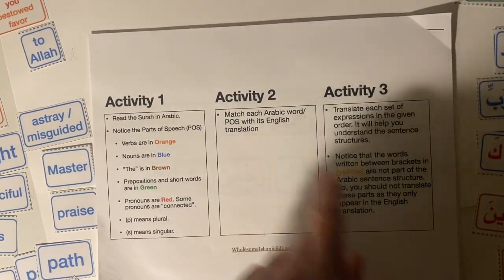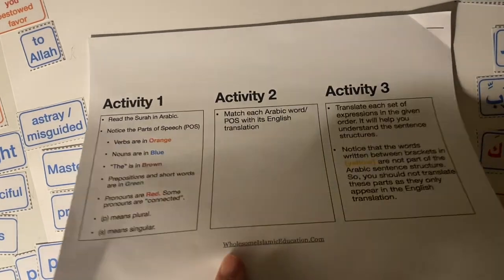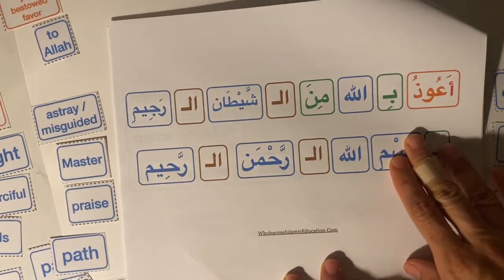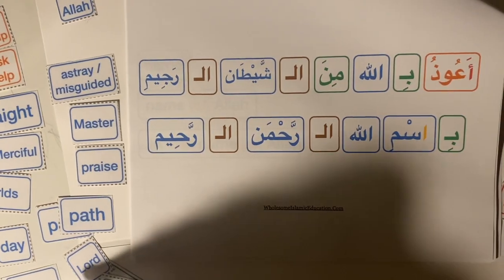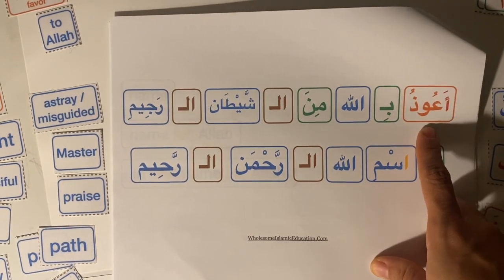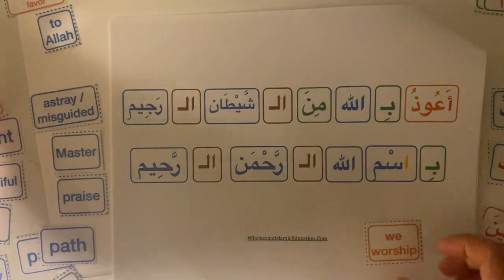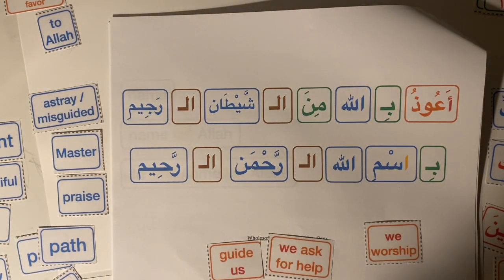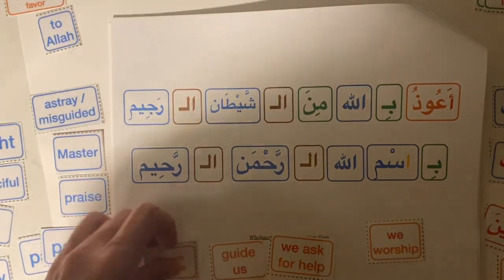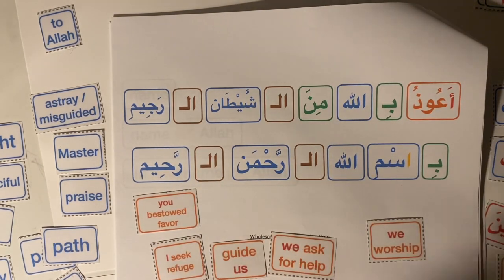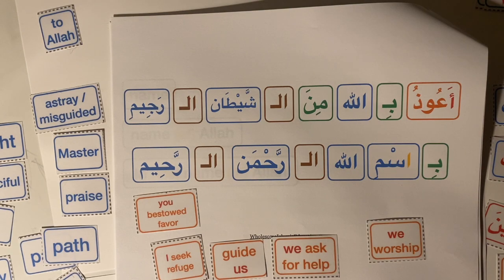The second one is focusing on the word meanings. So just try to connect or match every word with its translation. So for this activity, you're going to be using the English words that you cut out. So a'udhu, look into the orange words. We have we worship, we ask for help, we have guide us. Let's see, we have I seek refuge and you bestowed favor. So all of these are orange words that we have. All of them have basically a pronoun component.